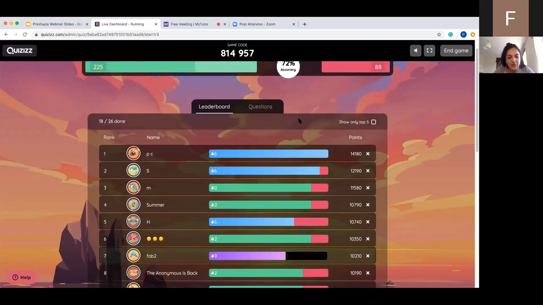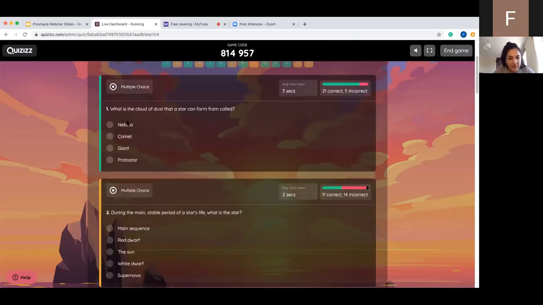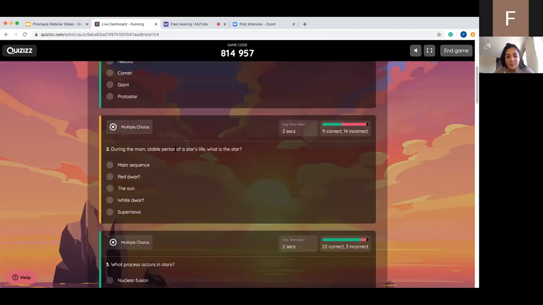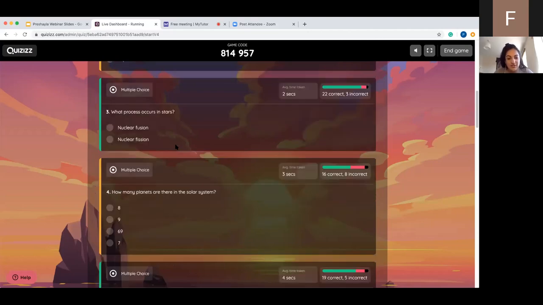So let's go through our questions. This one was pretty well done. What is a cloud of dust that a star can form from? That's a nebula. All stars start off as a nebula. During the main stable period of a star's life, what is a star? The word main gives you the clue here, and the stable period is the main sequence period. What process occurs in stars? Is it fusion or fission? That would be fusion. So stars are constantly fusing elements to keep their energy burning.